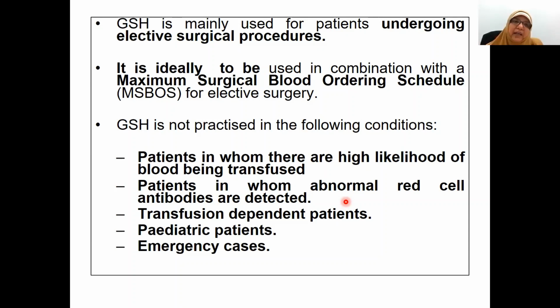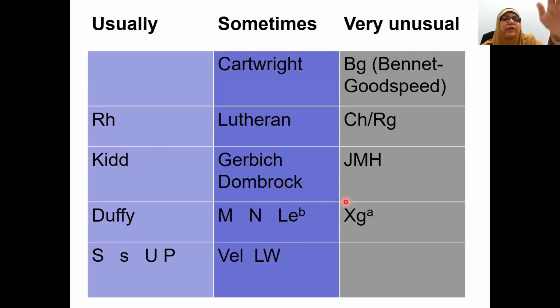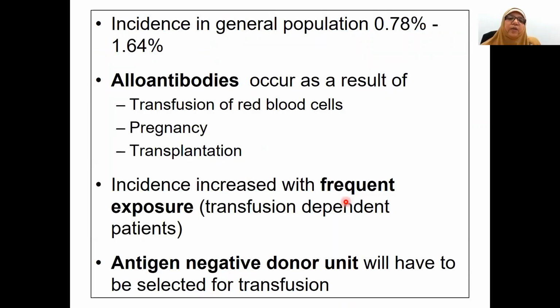Or a transfusion-dependent patient, for example, a thalassemia patient, you cannot send for GSH. You've got to send for group cross-match. Why? Because transfusion is definitely going to be utilized. The second thing is they have a high likelihood of having antibodies. We don't practice GSH in pediatric patients as well, and of course in emergency. So you cannot misuse it. These are just some of the antibodies that can be detected on antibody screening.